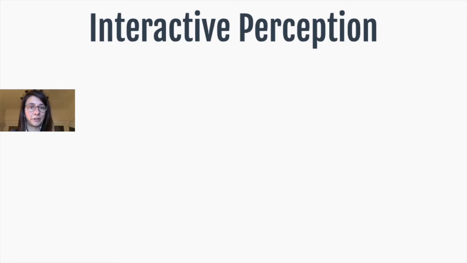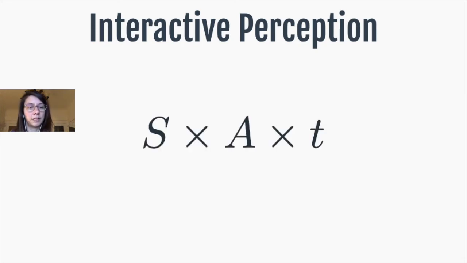Okay, so let's give this active phenomenon of perception a name. Let's call it interactive perception. What this means is that we want to represent a perceptual signal in the combined space of sensory data and actions over time.